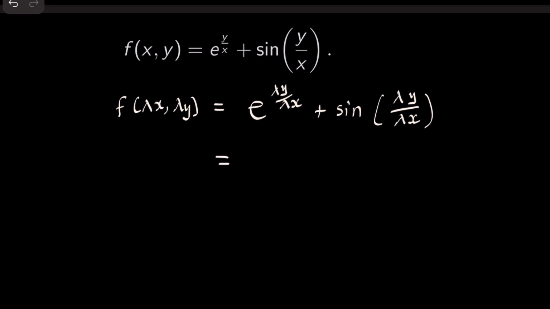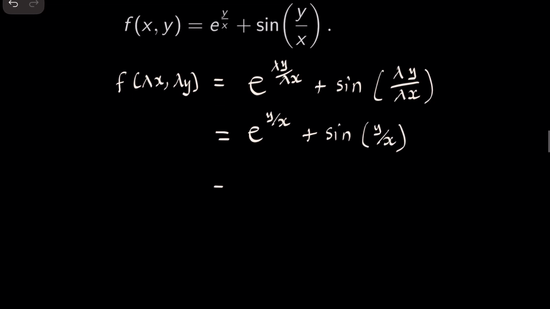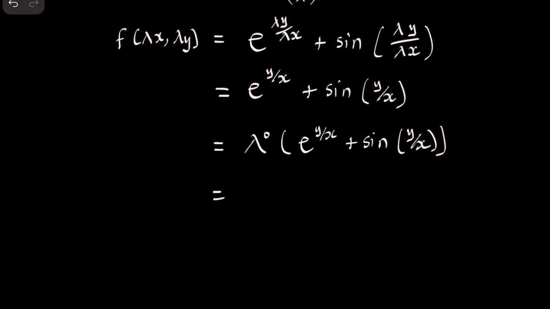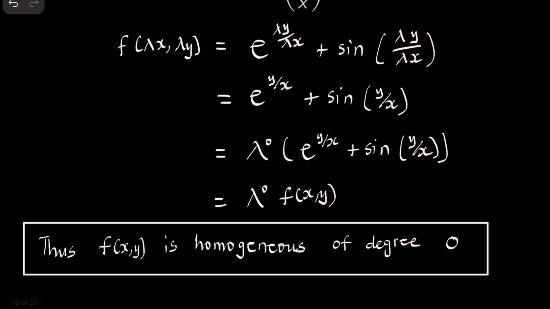For the exponential part, this lambda will cancel out this lambda. And for the trig part, this lambda will also cancel out this lambda. At the end, we have e exponent y on x plus sine of y on x. This is the same as writing lambda exponent 0 times e exponent y on x plus sine of y on x, which is equal to lambda exponent 0 f of x y. Thus, f of x y is a homogeneous function of degree 0.